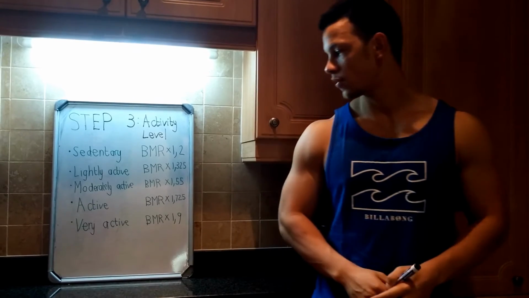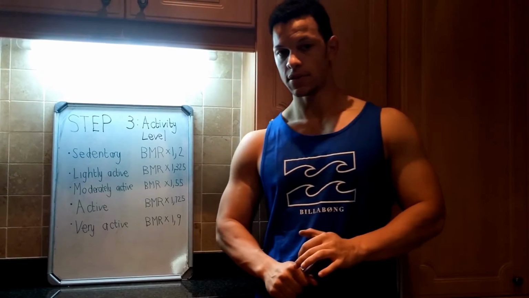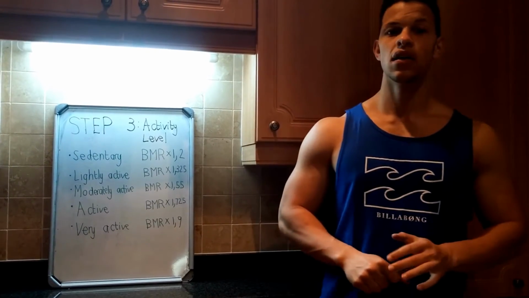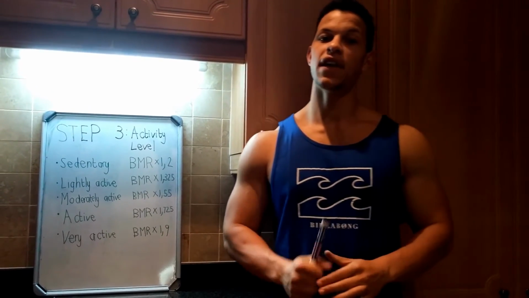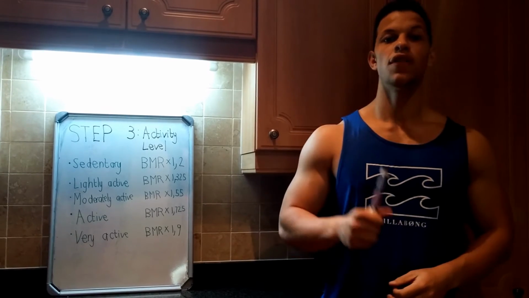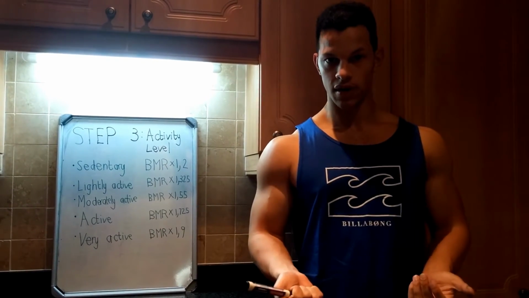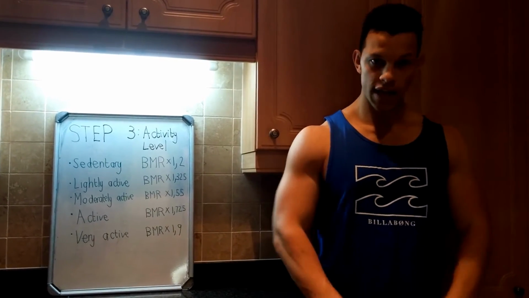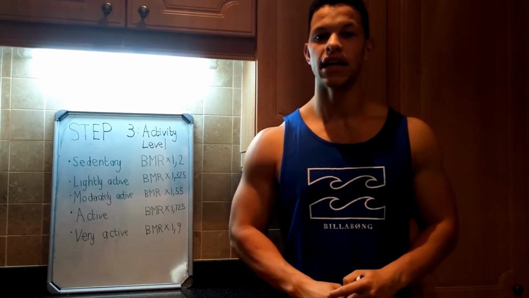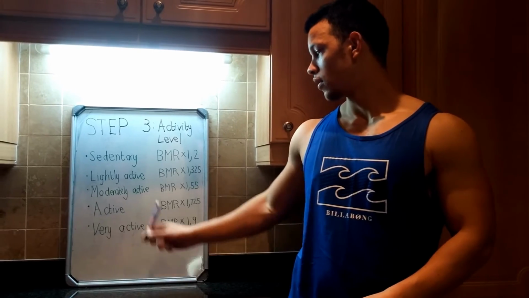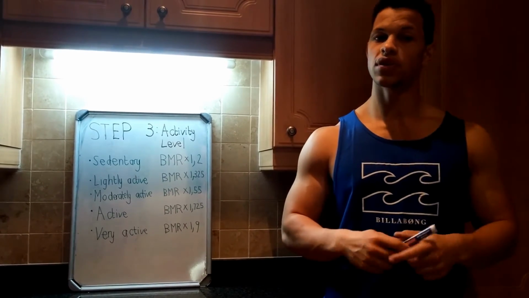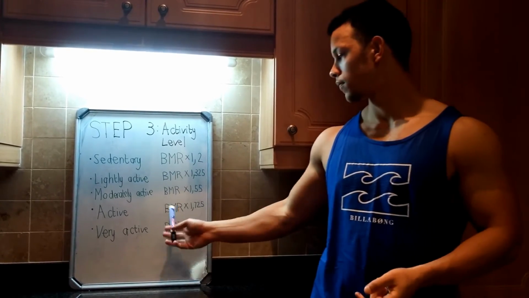The final category we have is very active. This person goes to the gym quite regularly, almost every day, and has a very physically demanding job. For example, a construction worker, standing up all day, working a jackhammer, that kind of physical activity. So since I fall into the active category, I'm going to work out my calories according to active.